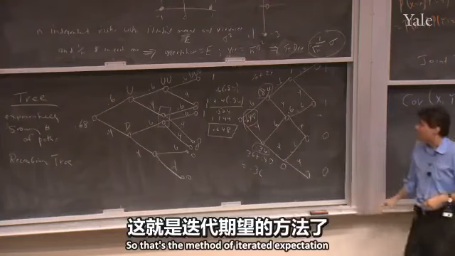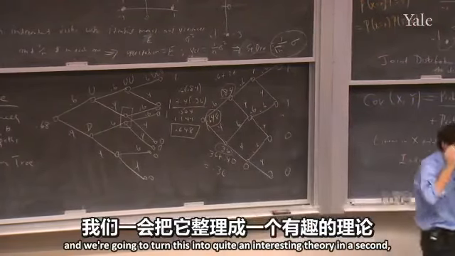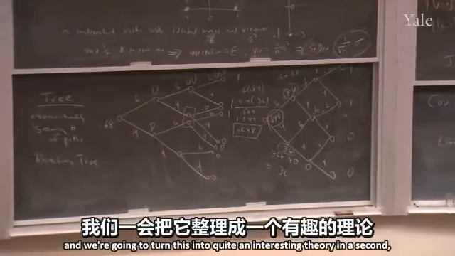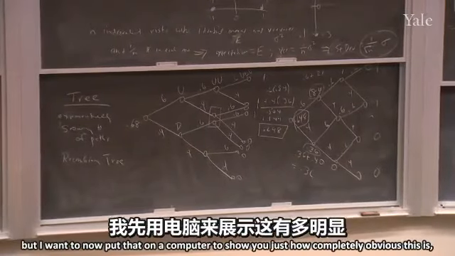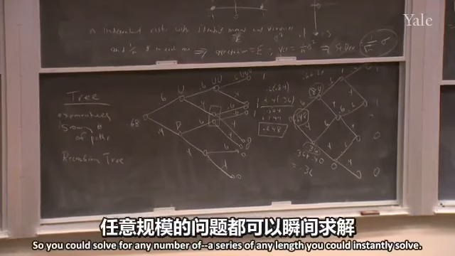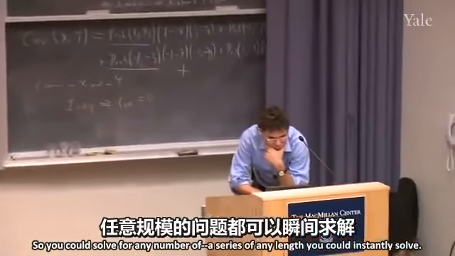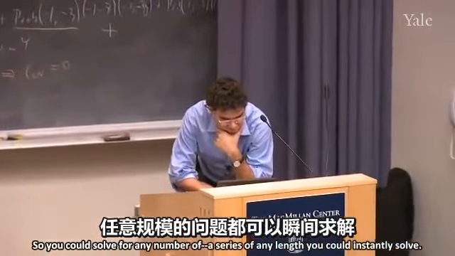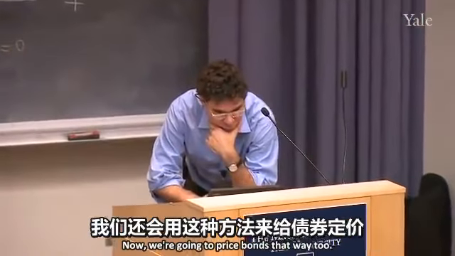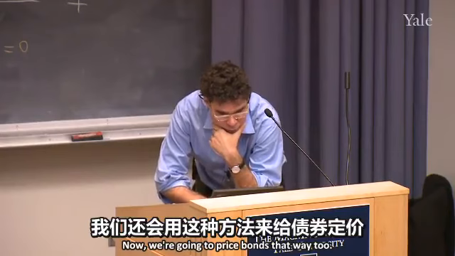Okay, so that's the method of iterated expectation, and we're going to turn this into quite an interesting theory in a second, but I want to now put that on a computer to show you just how fast this is. So you could solve for a series of any length, you could instantly solve. Okay, and now we're going to price bonds that way too. So class.